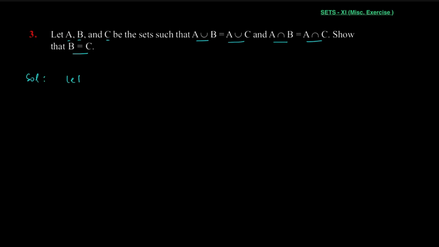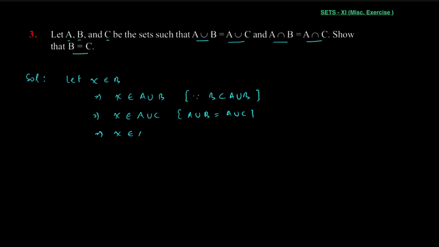Let us suppose X is an arbitrary element belonging to set B. This will imply that X belongs to A union B. This is because B is a subset of A union B. This implies that X belongs to A union C, as it is given that A union B is equal to A union C. This implies that X will either belong to set A or it will belong to set C. So here we have two cases.